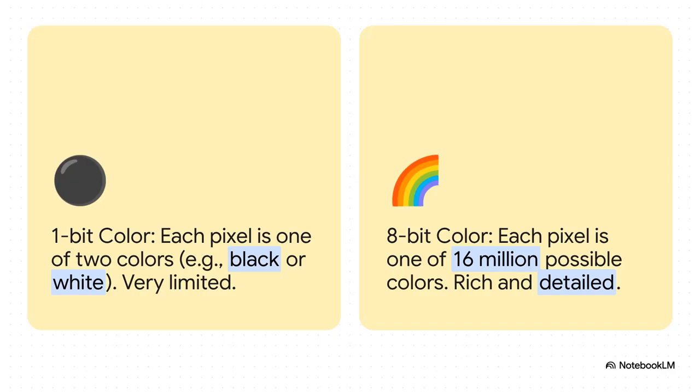Okay. But how many colors can each of those little tiles be? Well, that's what we call color depth. If you only have one bit of information, your pixel can only be on or off, black or white. Super basic. But with 8-bit color, which is pretty standard today, each and every one of those pixels can be one of over 16 million different colors. And that is how we get those rich, detailed, photorealistic images.